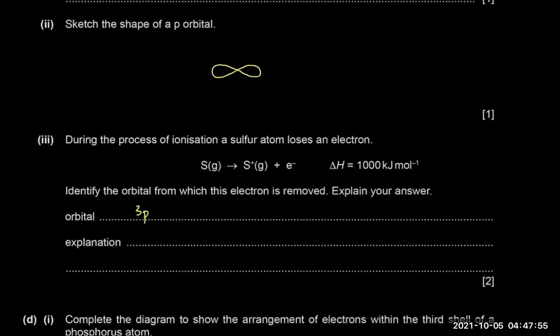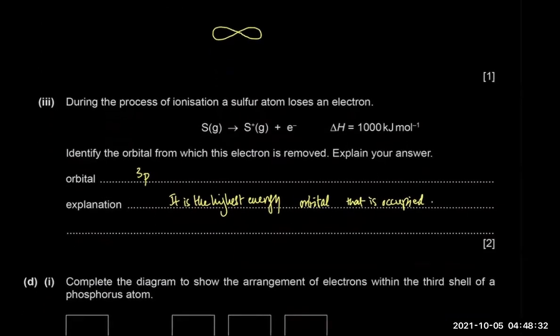And the explanation, why is it removed? It's the highest energy orbital. Or put another way, the highest energy orbital that is occupied. Or you can also say that the electrons in this orbital are the furthest away, so they experience the least amount of attraction. So that's why it's the easiest to remove.